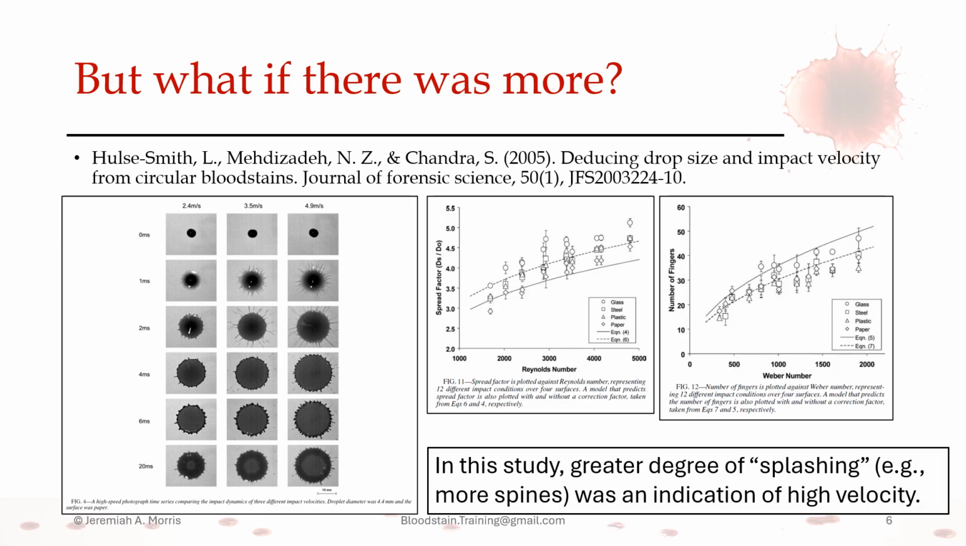And what they found with the spines is that as the degree of splashing, or the number of spines, increased, that was an indication of higher velocity, that the droplet was moving faster when it struck the target surface. Now they were trying to connect that to dropping height, but the takeaway here is that splashing is an indication that these droplets were moving faster at the time of impact.